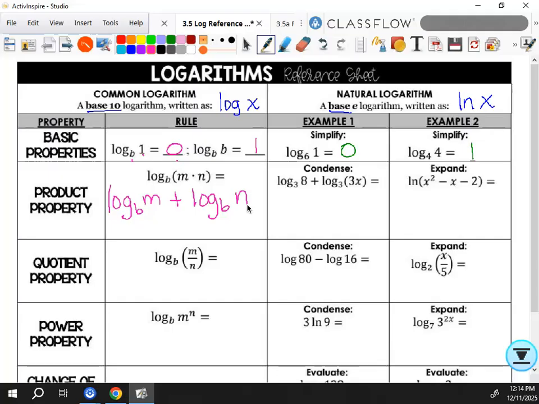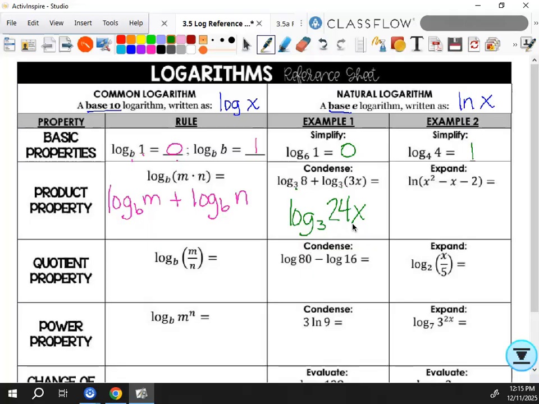So we're going to be condensing and expanding logs. So if we're going to condense them, the logs have to have the same base. So those are both log base 3. So I can condense them into one log base 3, but I don't add the 8 and the 3x. I multiply them, so that would give me 24x. Okay.